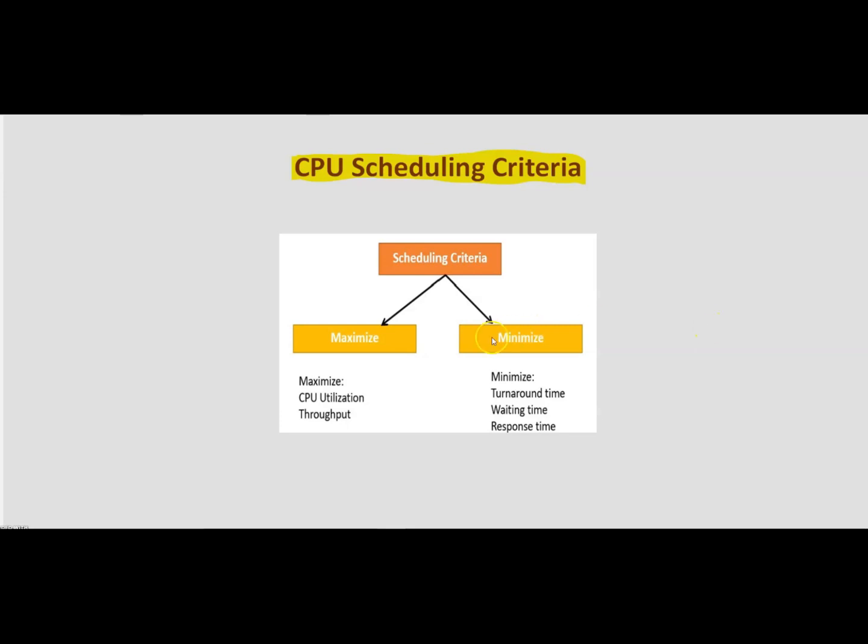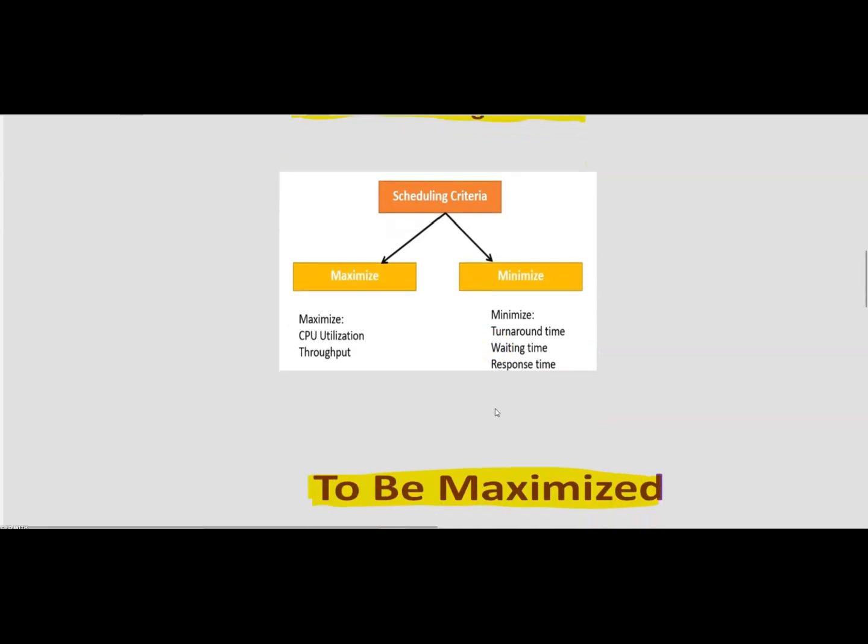First of all, the parameters are divided into two categories. On one side it is maximize, which means these parameters we are going to maximize, and on the other side we are having minimize, which means all these parameters we are going to minimize. If we maximize these parameters and minimize those parameters, then only are we going to call our system a better performer system or an efficient system. So let us see all these parameters now.